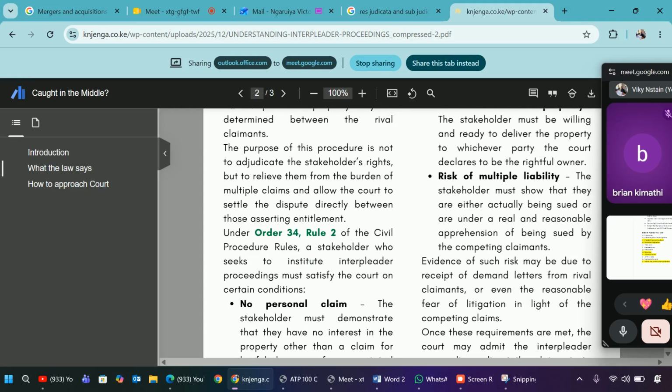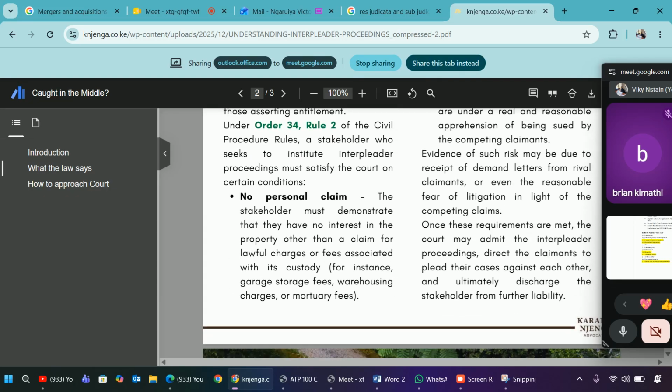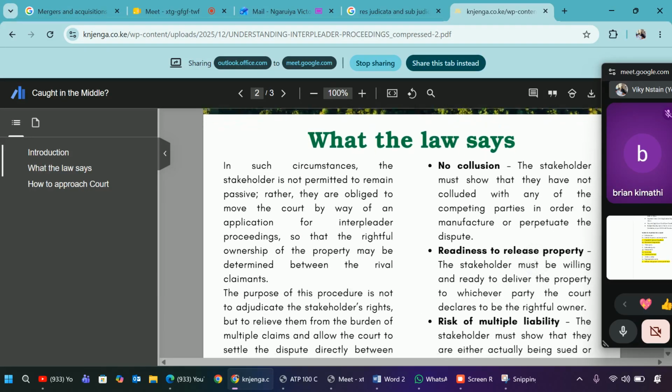Under Order 34, Rule 2 of the Civil Procedure Rules, a stakeholder who seeks to institute interpleader proceedings must satisfy the court on certain conditions: that they have no personal claim. The stakeholder must demonstrate that they have no interest in the property other than a claim for lawful charges or fees associated with its custody, for instance, garage storage fees, warehousing charges, or mortuary fees.